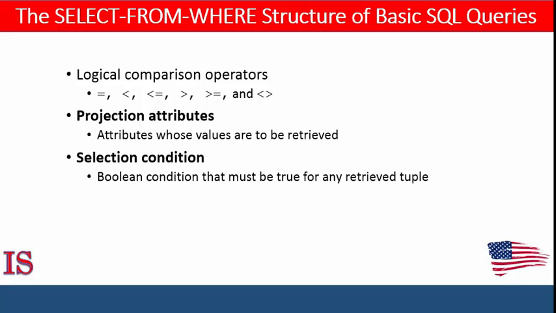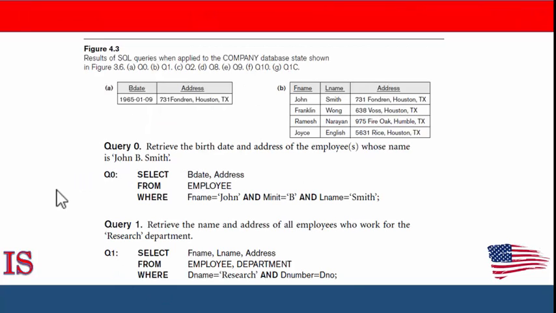The select clause of SQL specifies the attributes whose values are to be retrieved. This is called the projection attributes. And the where clause specifies the Boolean condition that must be true for any retrieved tuple. This is known as the selection condition. Let's look at a couple of examples of what we've just described.